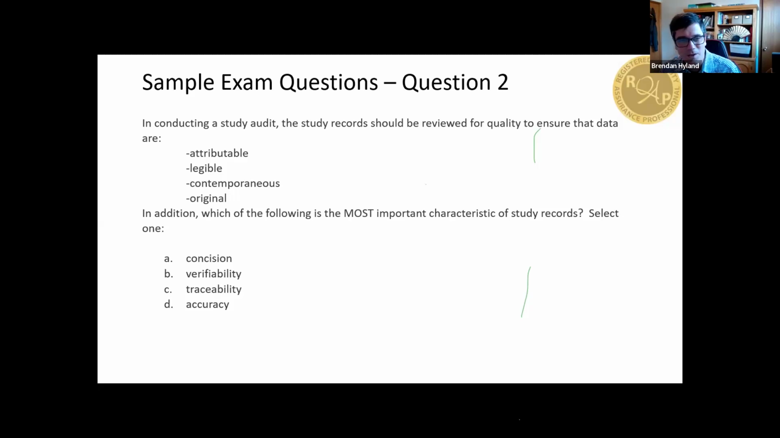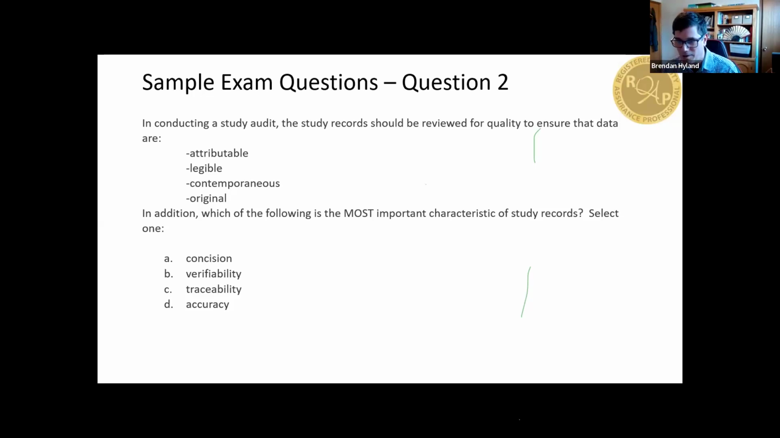ALCOA, right? So they're listing ALCOA, which basically the FDA inspectorate came up with to list what the important aspects of data integrity of regulated records are, right? So as part of ALCOA, what's the missing one here? It's D, accuracy, right? However, over the years, ALCOA has changed.